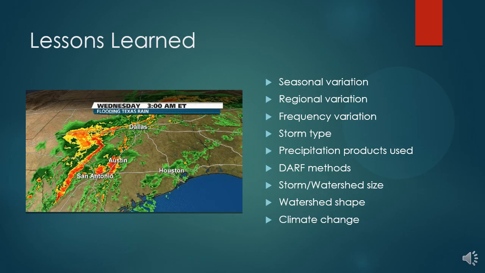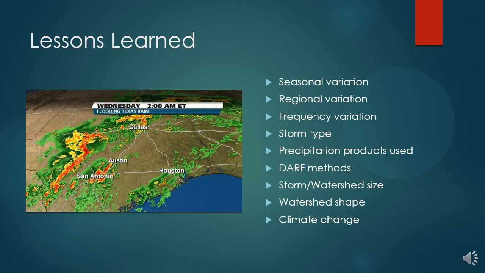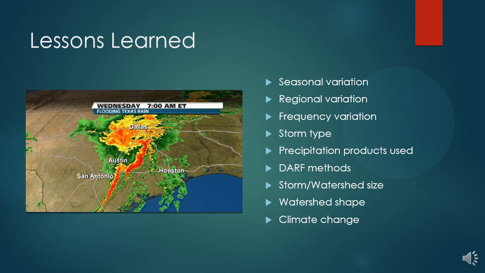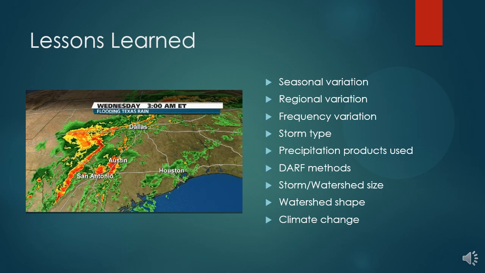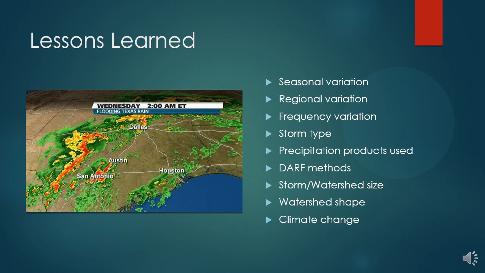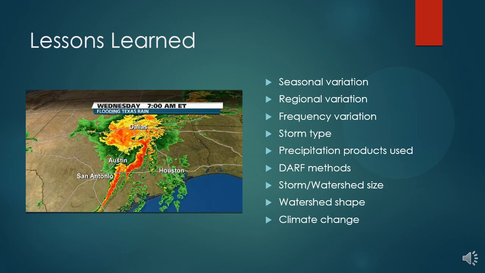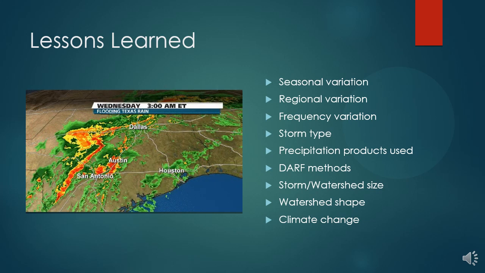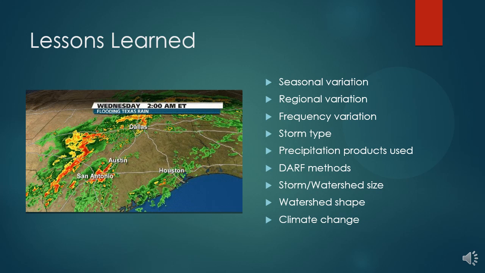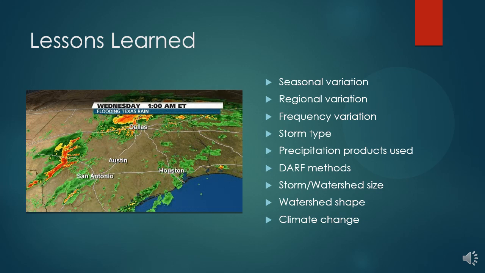So what have we learned? Well, we've basically learned that using some of this newer technology, in particular radar-based approaches, we definitely see that there's a seasonal variation. We see regional variation and variations among these depth area reduction factors by frequency. We see impacts of storm type. Is this a hurricane? Is this a frontal system? Is this a standard gully washer in central Texas dominated by heavy convective activity? There are differences in the precipitation products used. There are different philosophies to calculate the DARF in the first place.